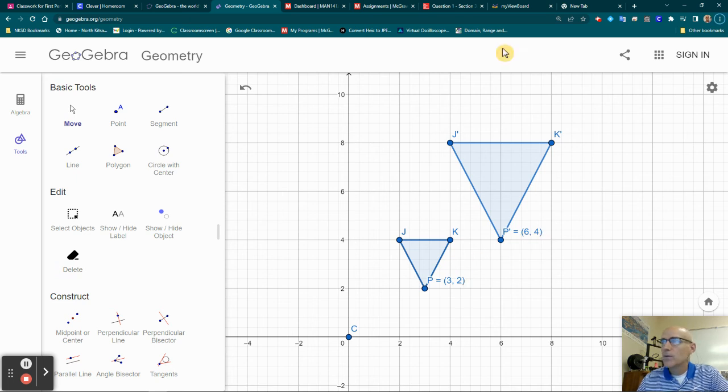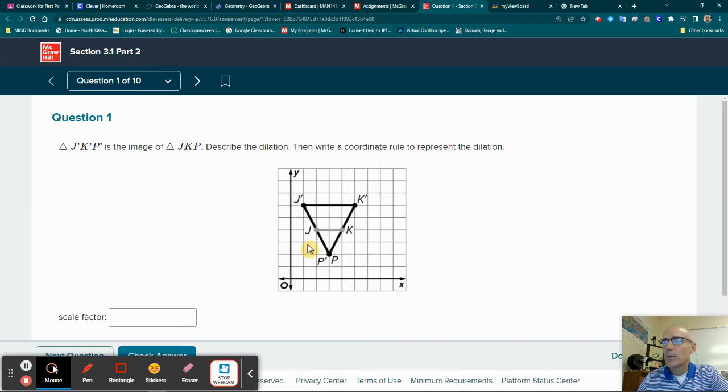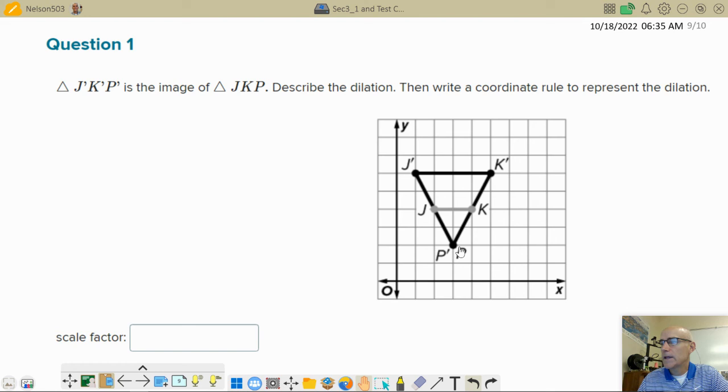But I know what you might be saying. Well, Nelson, that's not what it said in problem number 1. You don't have this bigger triangle, P prime, J prime, K prime over here. It's like it's right on top of the triangle. How could I get it to be right on top of the original triangle? So here's the original triangle. Here's the image. And they put those little prime symbols on the image, right?